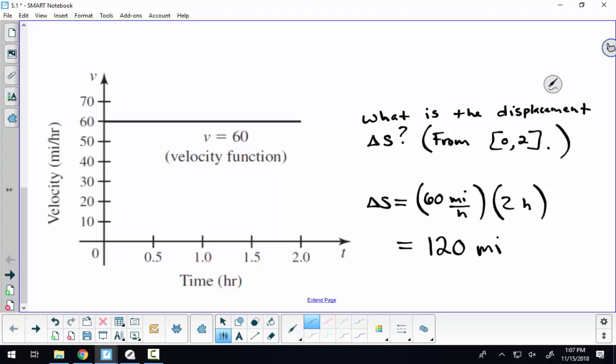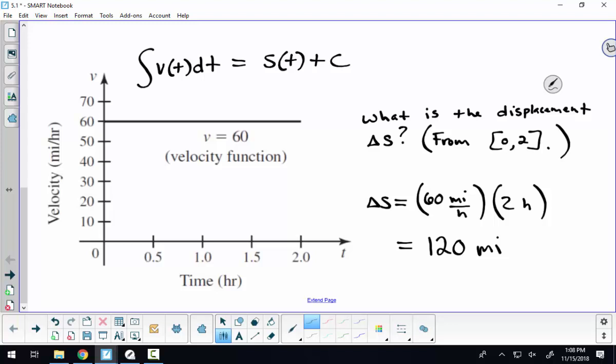Since we know that the antiderivative of the velocity function with respect to t is equal to the position function, we could say our position function is 60t plus c. The problem there is we don't know the initial position. Where did we start? I guess you could say you started at 0, but there are other options. We could have started 50 miles down the road.